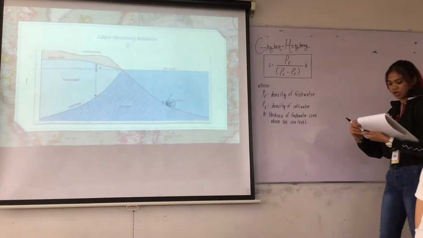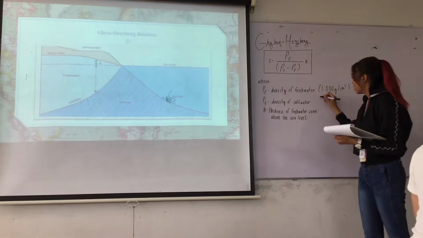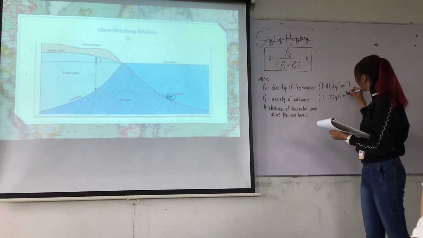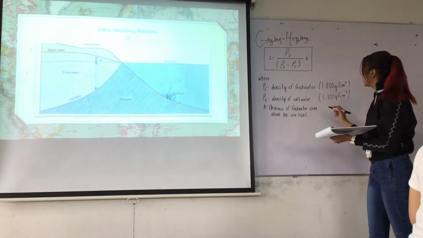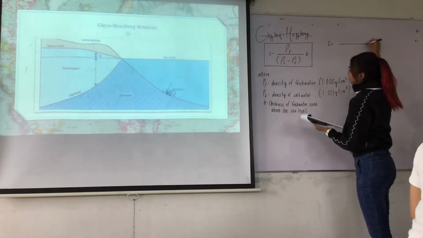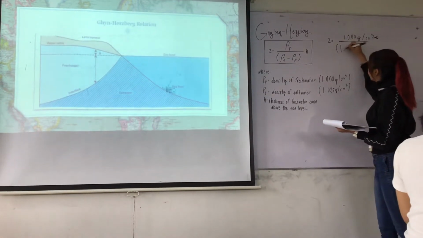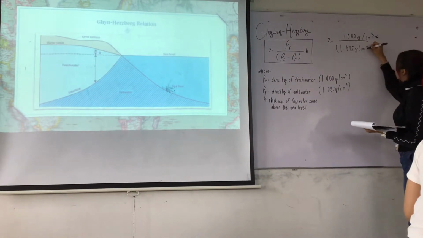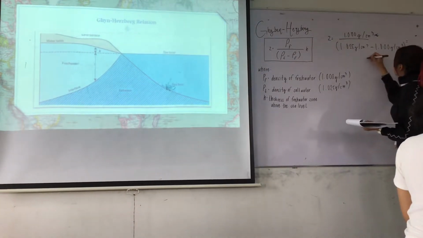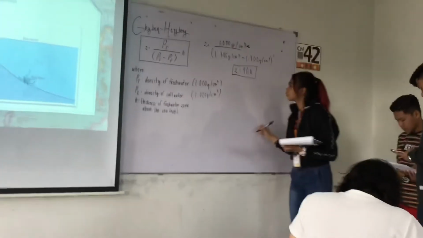Now for ρF, there is a constant. The constant is 1.000 grams per cubic centimeter. And for the density of salt water, it is 1.025 grams per cubic centimeter. And now what we could do is simplify this equation. By simplifying this equation, it will look like this. So that's how you simplify it.